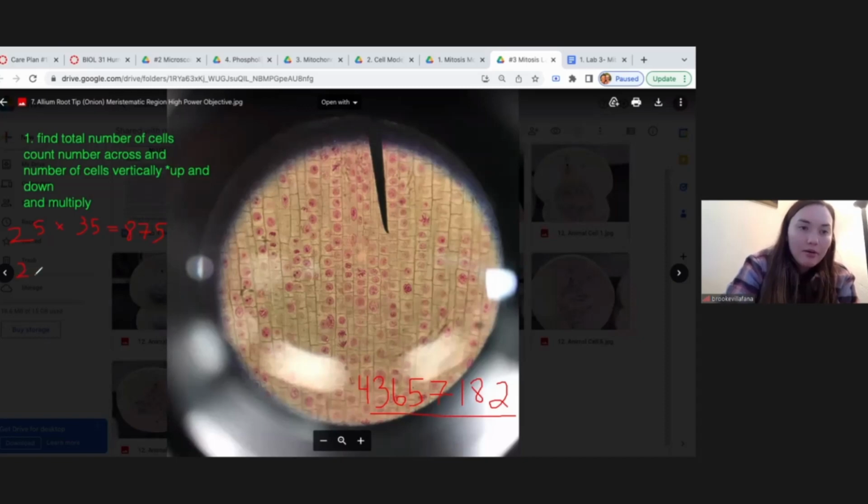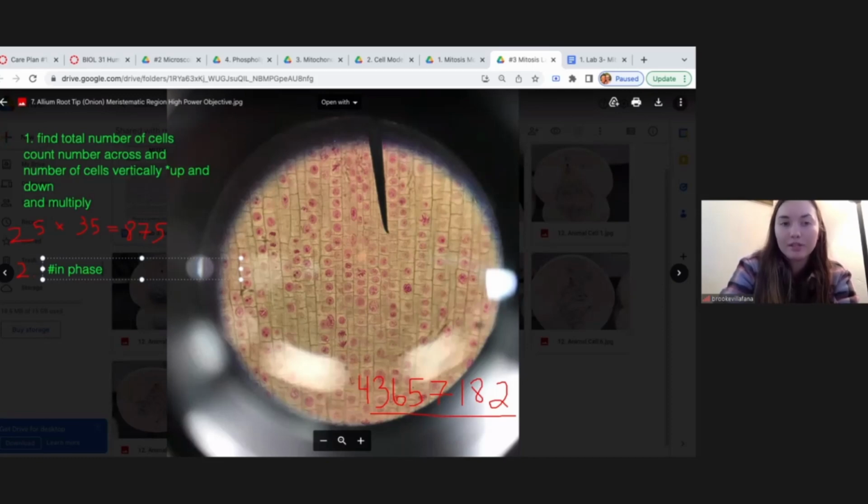All right, now to get percent, I'm going to take the number in the phase. So if that's prophase, metaphase, anaphase, telophase, or interphase, I'm going to divide that by the total number. Then I'm going to multiply by 100.